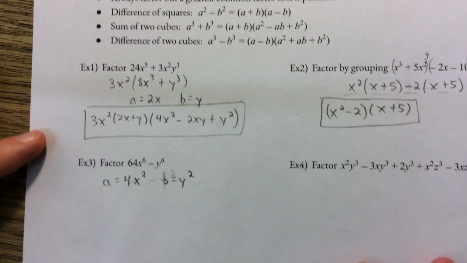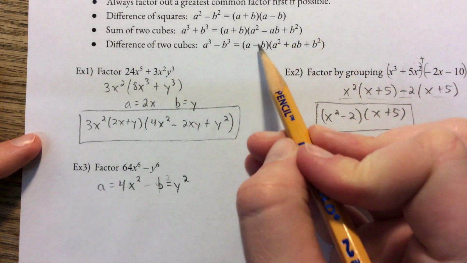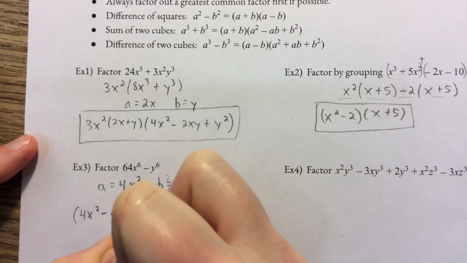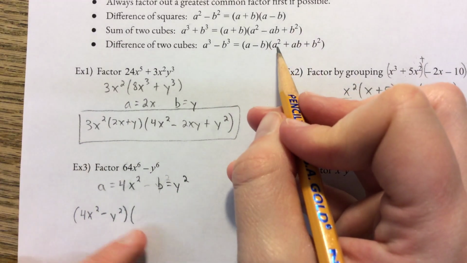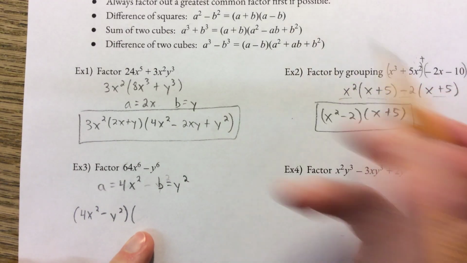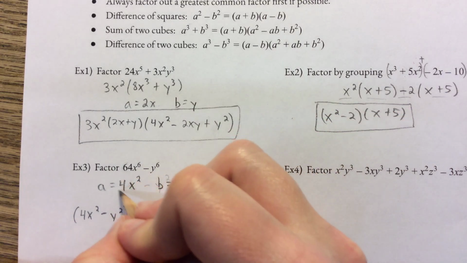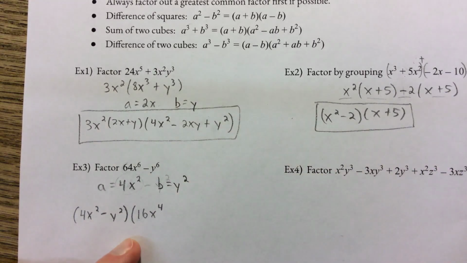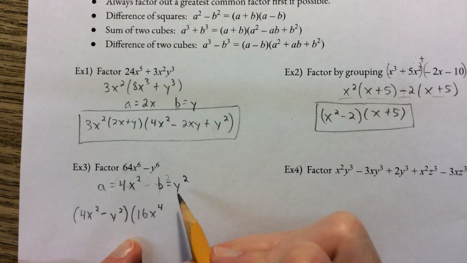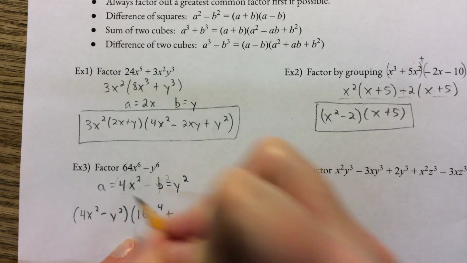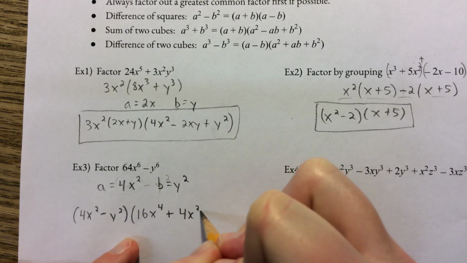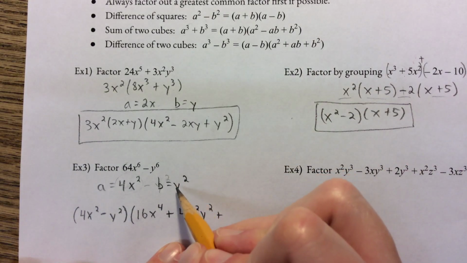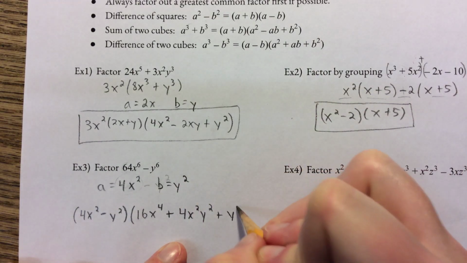So now let's plug it into this difference of cubes formula. So a minus b, so I have 4x squared minus y squared. Then I would have a squared plus ab plus b squared. So this squared is going to be 16x to the fourth. Then I have a times b, so that's going to be 4x squared y squared, and then plus b squared. So y squared squared is y to the fourth.